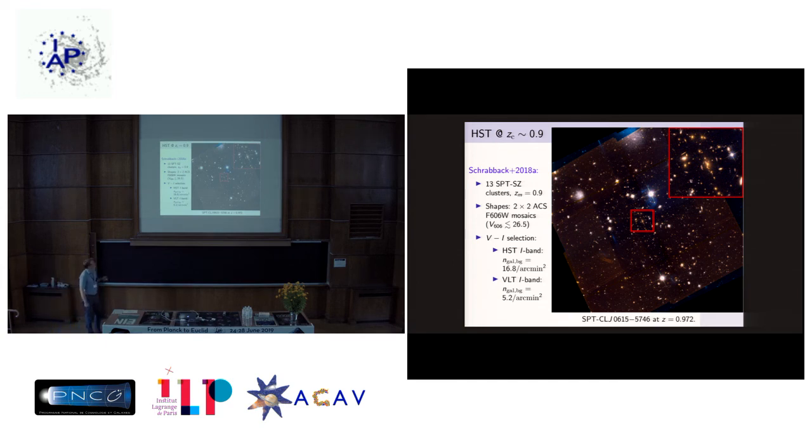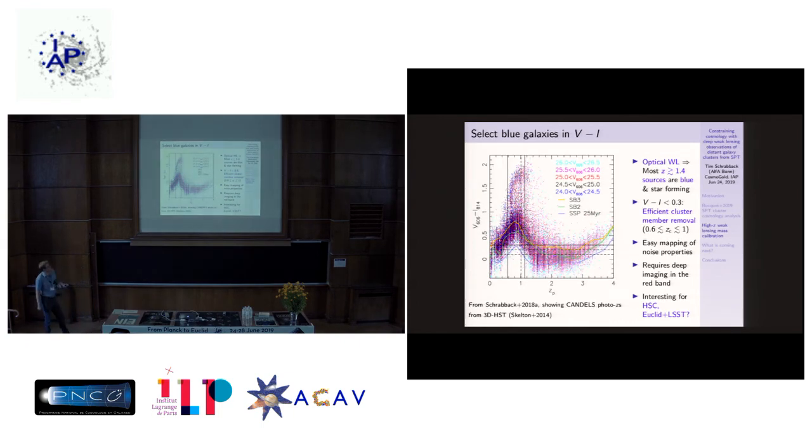And how do we select the background sources? So here it's important to realize if you do optical weak lensing and you want to have a source at redshift 2, you only see the source if it's basically a blue star-forming galaxy, right? If it's a red dusty galaxy, a red galaxy at redshift 2, you won't see it in the optical. And that's why most of the interesting high redshift sources basically are blue.